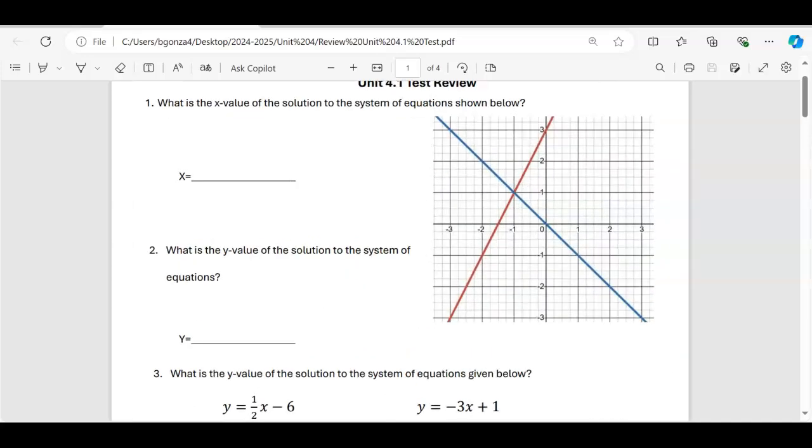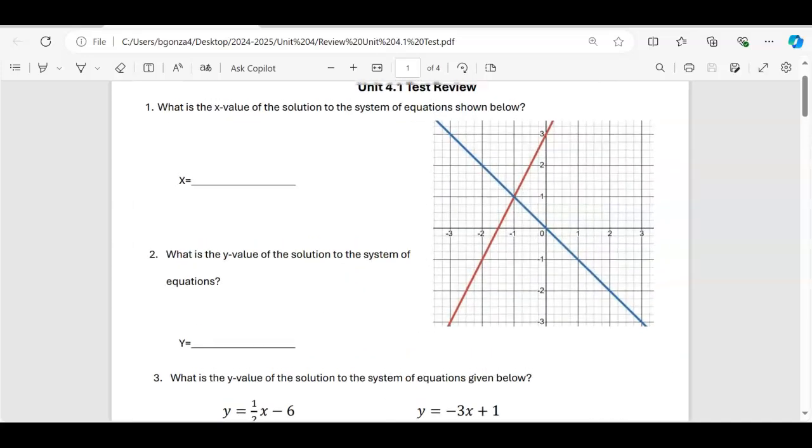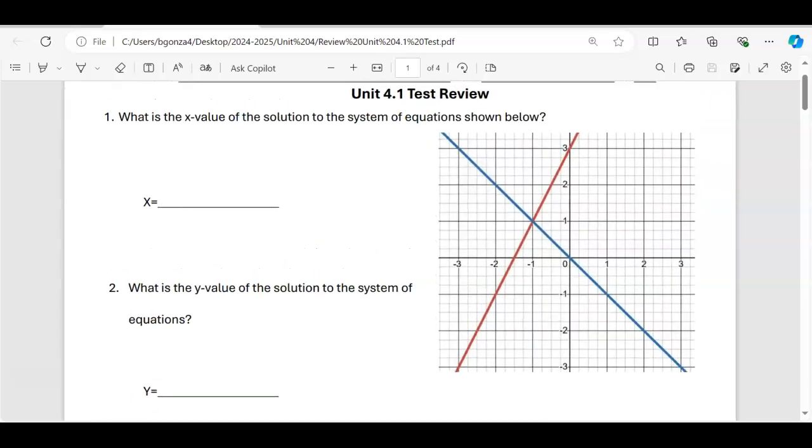Right, here's our unit 4.1, our first unit for test review. It says, what is the x value of the solution? Now notice it's the x value, not just the whole point, just the x value of the solution. Now remember, the solution is the intersection of the two lines. So, at what point do those two lines intersect?